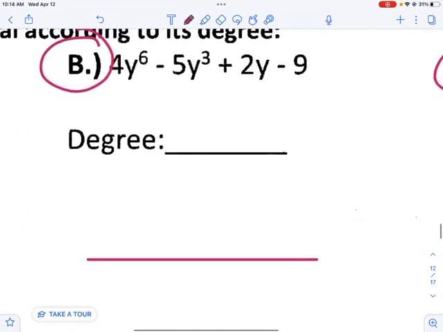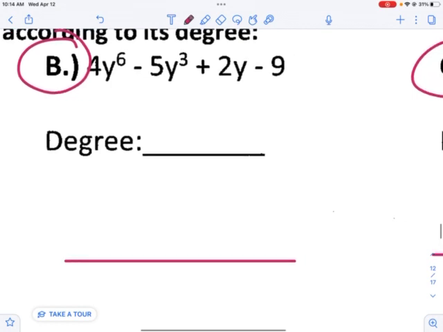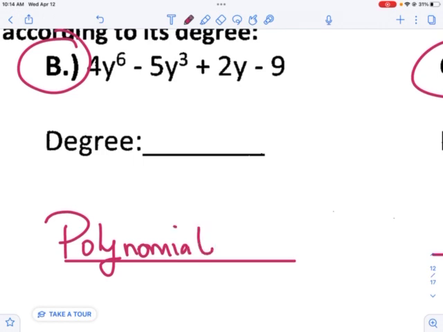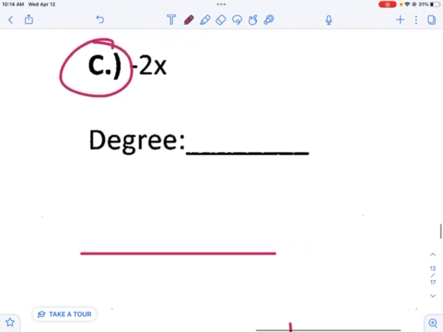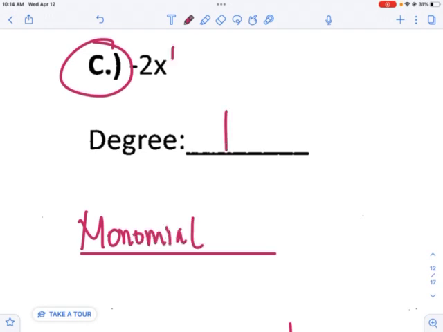All right, let's look here. I got 4 terms. Well, 4 terms, if I classify it, is going to be a polynomial. And this has a degree of 6, degree of 3, degree of 1, degree of 0. My degree is 6. And letter C, negative 2x. First off, it's 1 term, so it's going to be a monomial. And I'm going to have a degree of 1 because that x has an exponent of 1.